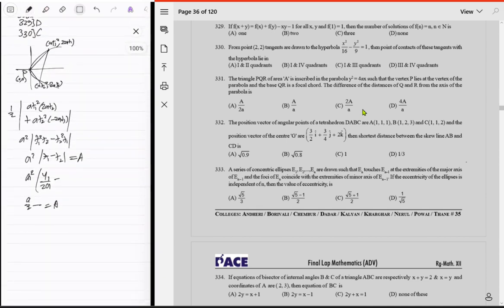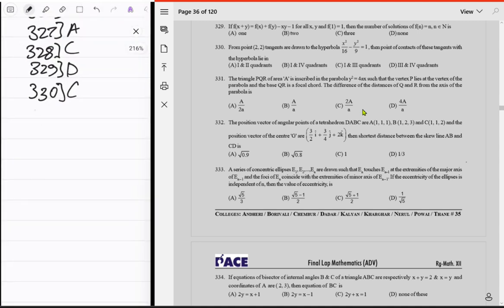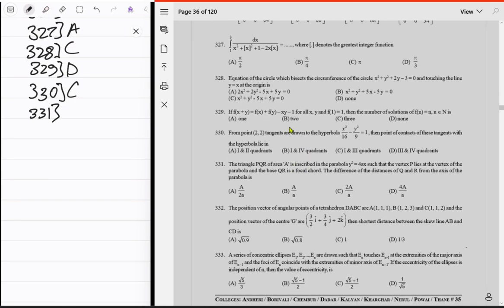331. Okay, these triangle, this was 331 only. Wait, what? Oh, 329 you didn't see at all, in fact. Right, so it's actually this thing.